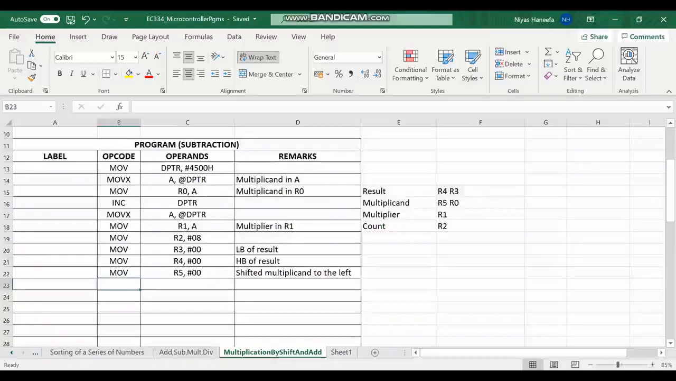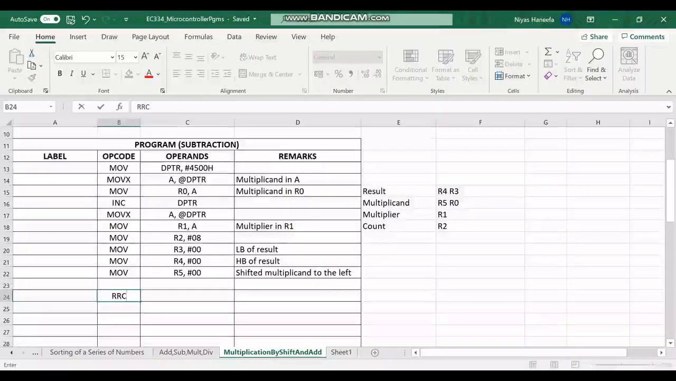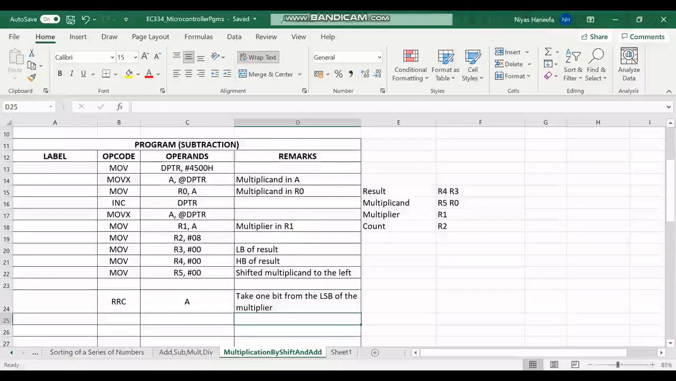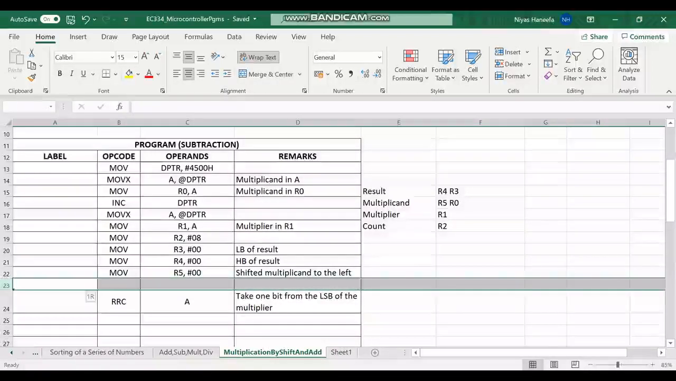Okay, so again let us come back to the program. What we have to do is take one bit from the multiplier, and we have to check for that bit. Since RR doesn't affect any flags, the operation we have to do is RRC A. So we take one bit from the LSB, the lowest significant bit of the multiplier. That is what is happening here.